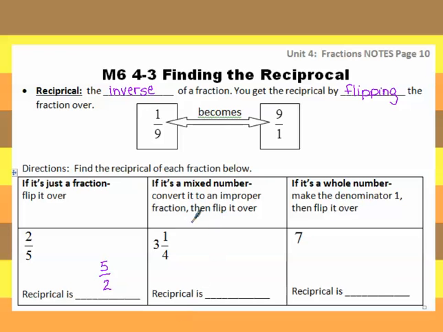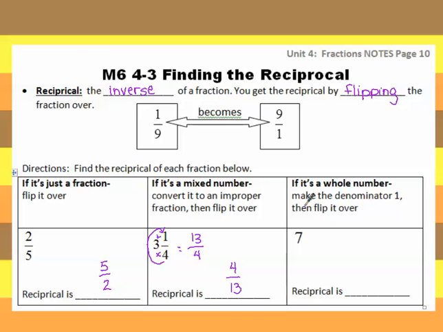Now, if it's a mixed number, we need to convert it to an improper fraction first and then flip it over. So we do the magic C, multiply the bottom, add at the top. 4 times 3 is 12, plus 1 more gives me 13/4. And I can take the reciprocal of that now, and I can have 4/13.